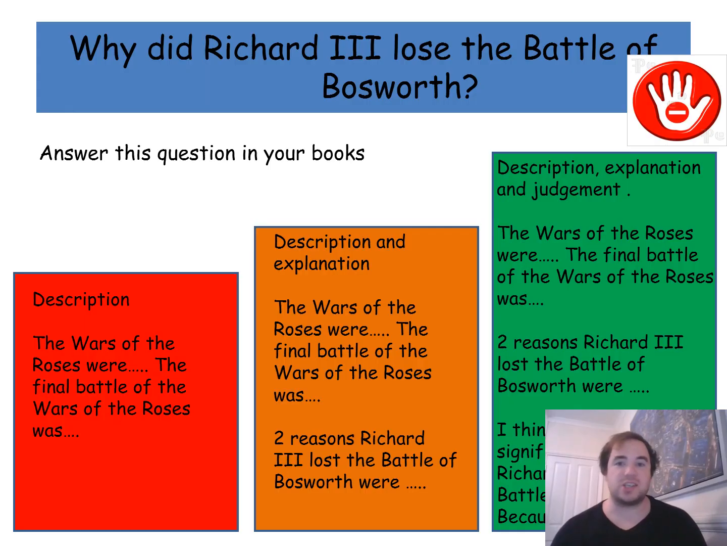And this all leads to that question that we asked in the title: why did Richard III lose the Battle of Bosworth? First thing you need to do is describe what the Wars of the Roses were, and what the final battle of the Wars of the Roses was. Then, once you've done that, give 2 reasons for why Richard III lost the Battle of Bosworth. And finally, I want you to lead that to a judgment following those sentence starters in the green box.